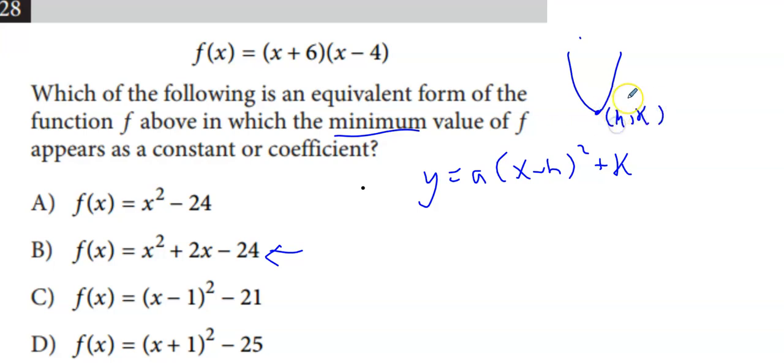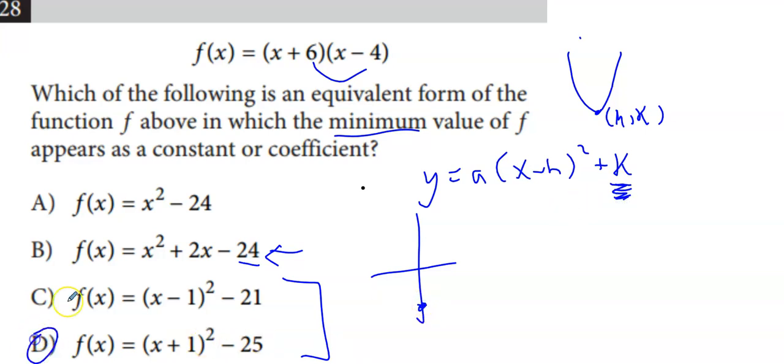So right away, I know the answer is going to be one of these guys because these are the only two in vertex form that would have the minimum. The minimum is the k value. We're looking for which one has the k value. What is the minimum of this function? You can see by multiplying these, the y-intercept is -24. That means it crosses the y-axis at -24 somewhere down there, which means the minimum, the very smallest value, must be that or smaller. So the answer must be D.